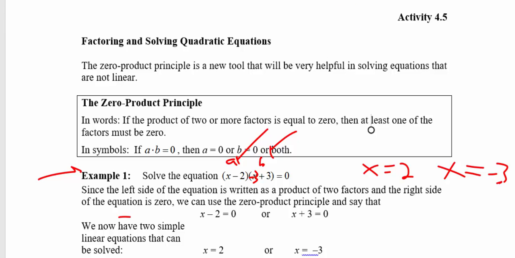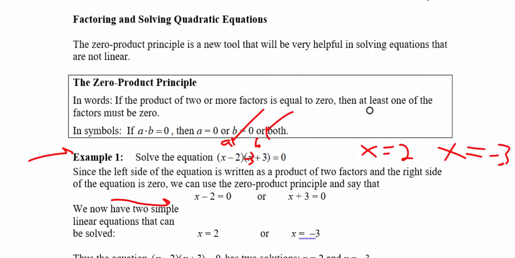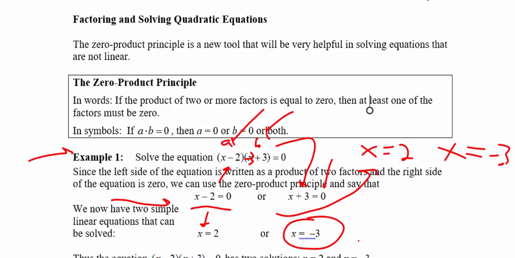What the book is showing you here is you can actually take each piece, your A, in this case, which was the x minus 2, and set it equal to 0. When you solve that, you end up with x equals 2, which is what we have here. And if you take this B piece and set it equal to 0, when you solve this for x, you end up with x equals negative 3, which is what we have here.